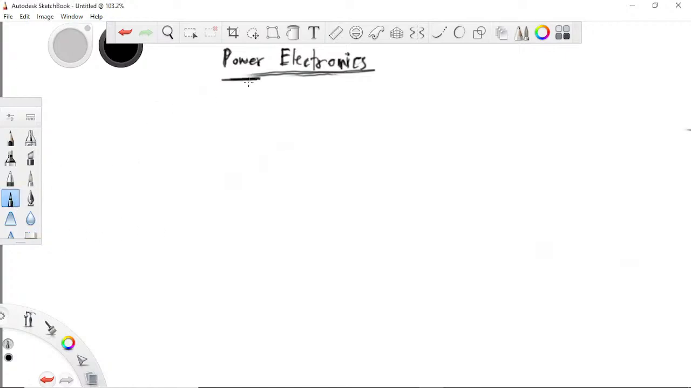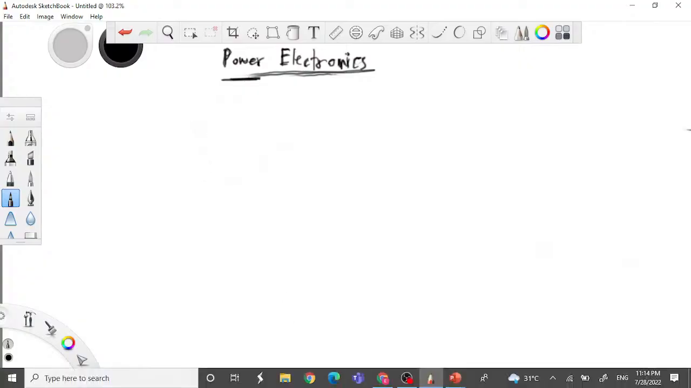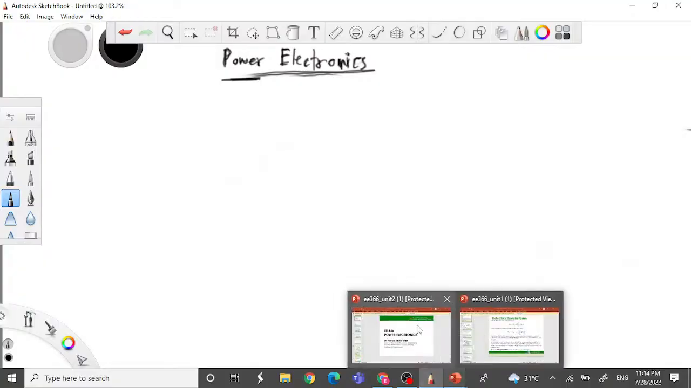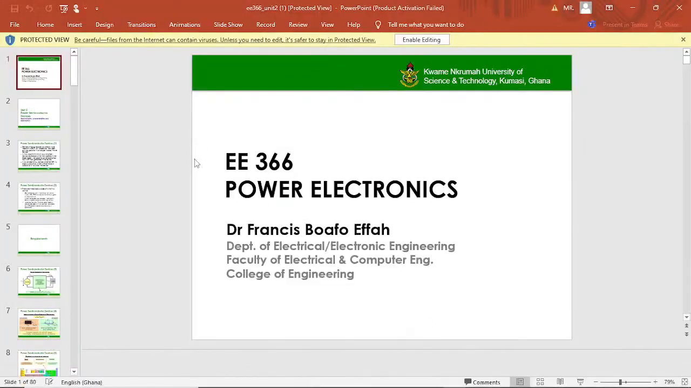Right. So unit 2 is going to talk about the components, the switches, and how they function in detail.